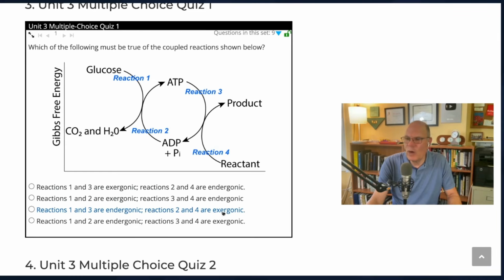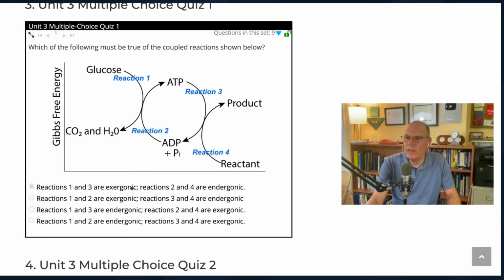Reactions 2 and 4 are exergonic. And the fourth choice is reactions 1 and 2 are endergonic. Reactions 3 and 4 are exergonic. I'm thinking that the reactions where the reactant has a higher amount of energy than the product must be the exergonic ones. That's true of 1. That's true of 3. 2 and 4, it's the opposite.